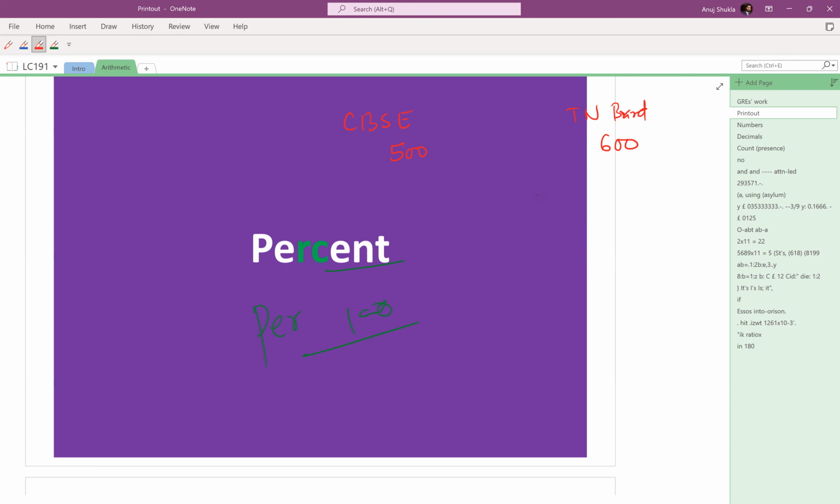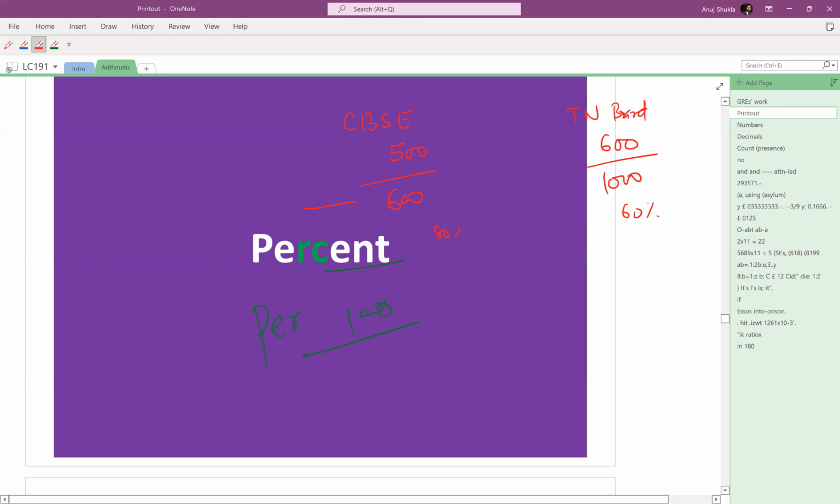That is provided that they have the same denominator. You don't know the CBSE student's 500 out of what? Out of how many marks he has got? He might have got out of 600. He might have got out of 1000. We never know. So this one has got approximately 80%, 85%, and this person has got only 60%. Who has got more marks? This person has got more marks.